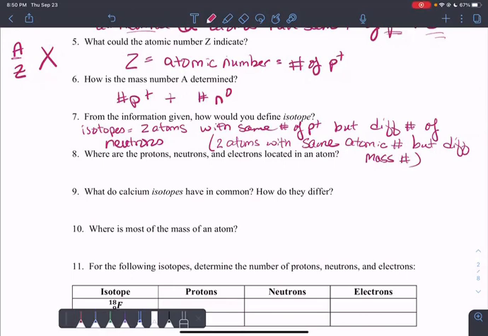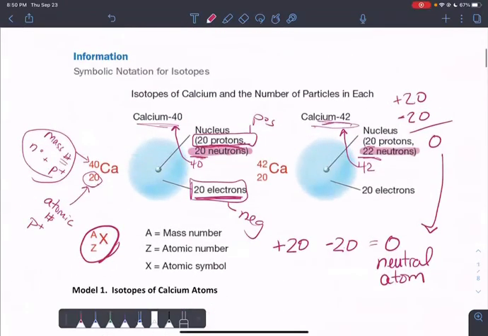So where are the protons, neutrons, and electrons located in an atom? Protons and neutrons are found in the nucleus, right? And then electrons are found surrounding the nucleus in what we call the electron cloud. So this little bitty dot right here is the nucleus, and then this whole thing and everything in it is the electron cloud.